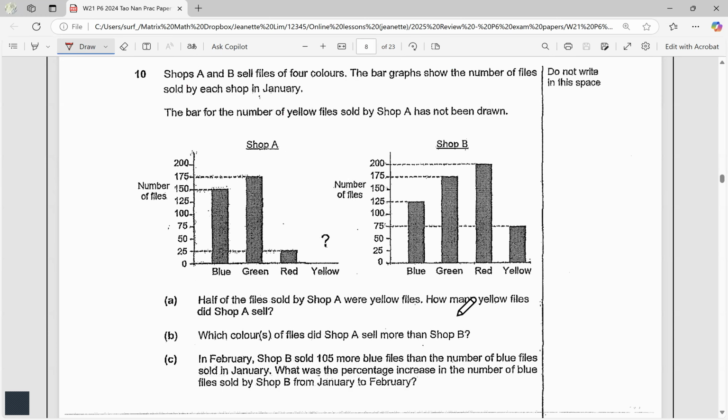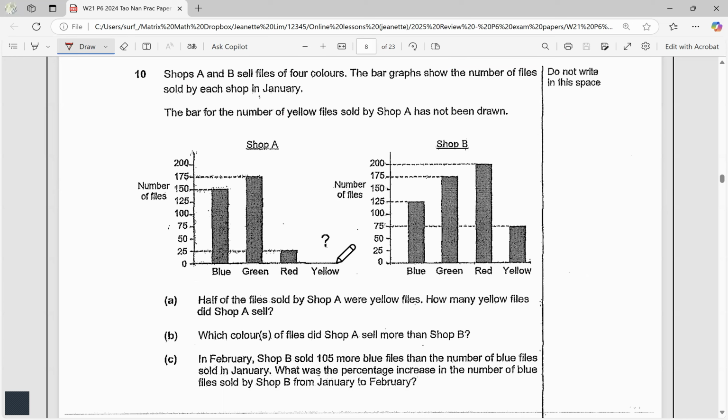Question 10. Shops A and B sell files of 4 colors: blue, green, red, and yellow. The bar graphs show the number of files sold, but the yellow files sold by shop A is not shown here. Okay, it's not drawn. Part A says that half of the files sold by shop A were yellow files. How many yellow files did shop A sell?